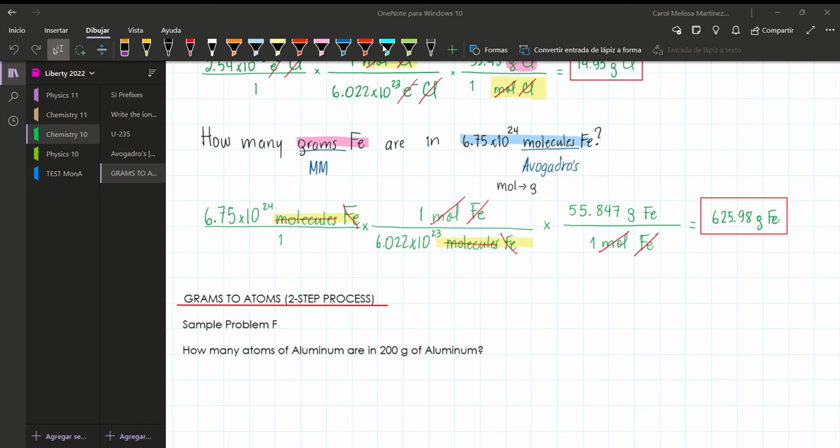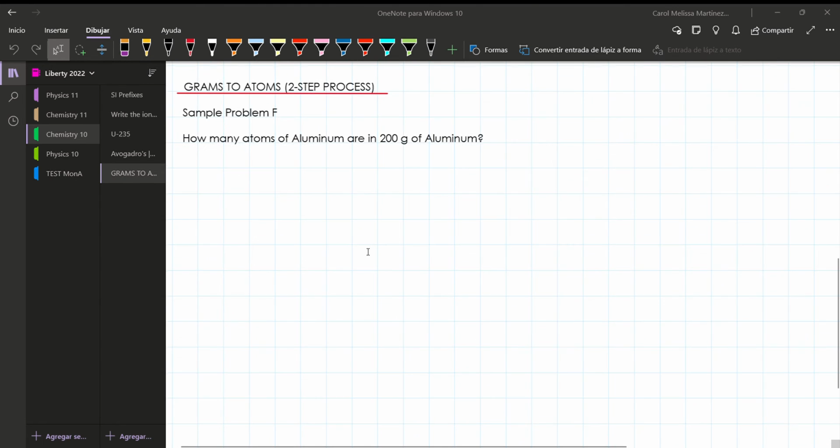Okay. If there are no doubts, then I continue with the next type of conversion. It says grams to atoms, which is also a two-step process. How many atoms of aluminum are in 200 grams of aluminum? The analysis of the question is very similar. Well, actually, it's the same analysis. I see the word atoms, and I know that is a keyword for Avogadro's conversion factor.